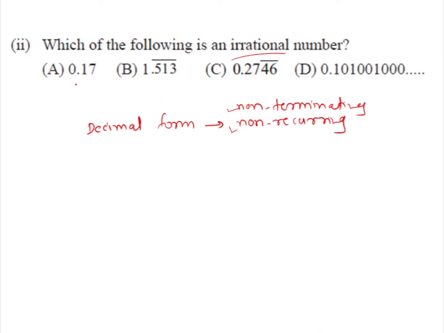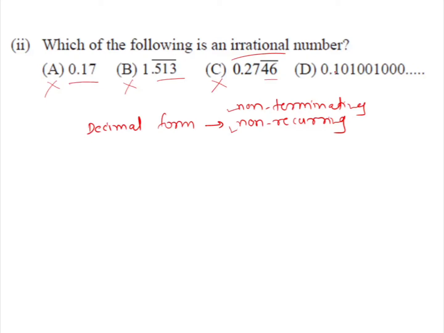So if you consider the first alternative 0.17, so here we get 0.17, that means the division process ends here as we get the remainder 0, so it cannot be an irrational number. For alternative B, as we can see here 1.513, this group of numbers is recurring, that's why it is also not an irrational number. For alternative C, 46 is recurring here, so it is also not an irrational number.